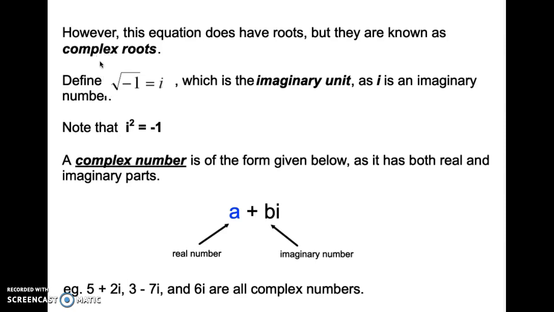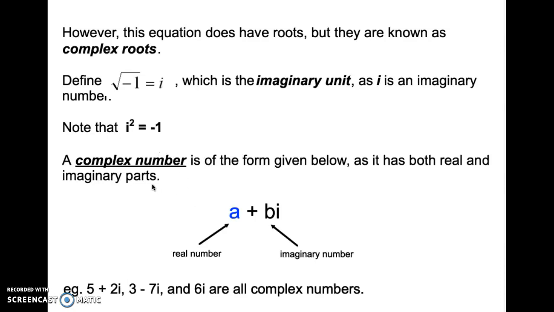So to deal with complex roots, we first have to define the imaginary number i. So i is equal to the square root of negative 1, and that's by definition. We call this the imaginary unit. Also note that if you squared both sides to get i squared, then that would get rid of the square root, and i squared would equal negative 1.